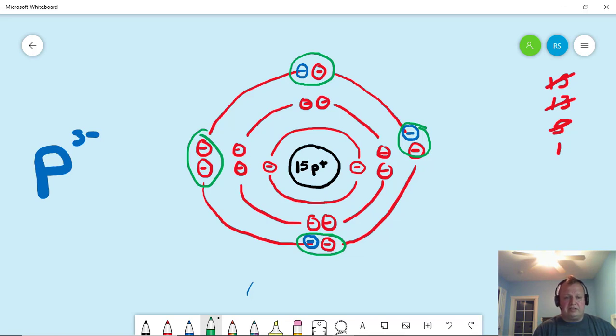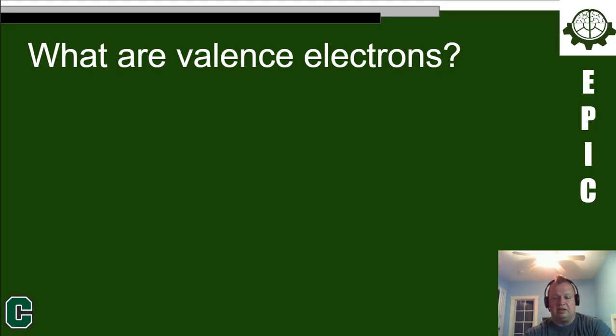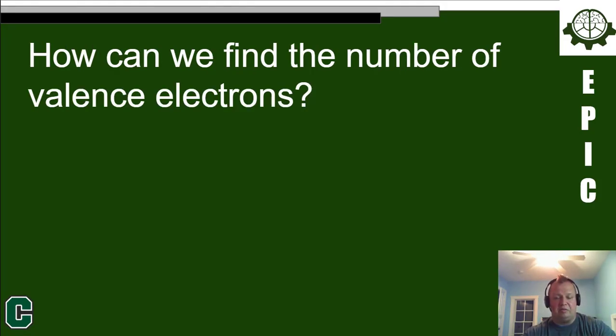If we were dealing with the phosphorus that didn't have that -3 charge, then we would disregard all those blue things we drew in and say it has 5 valence electrons. Now, this is really easy if you're looking at the Bohr model. So the question is, how can you find the number of valence electrons? Well, option number 1, draw the Bohr model, do all of that work, and then count the number in the outside ring. But it turns out the periodic table is set up to make this easier on you.